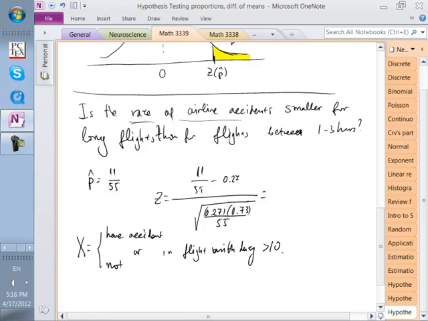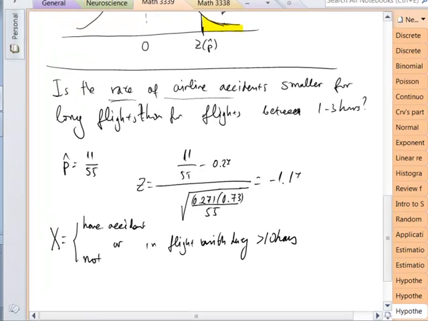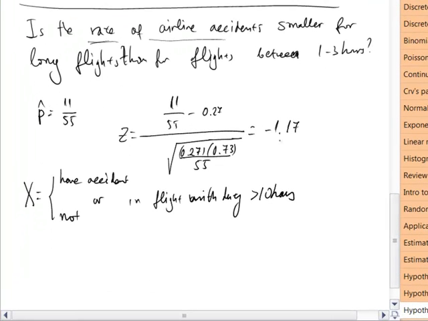But in this case, what it is if has accident in flight through flight less than 10 hour, or greater than 10 hour. No, I'm asking, is the rate of accidents for flights where the pilots are on duty over 10 hours greater than 0.25? So what is the value of this statistic? Minus 1.17. Okay, so that's the value of my Z statistic.